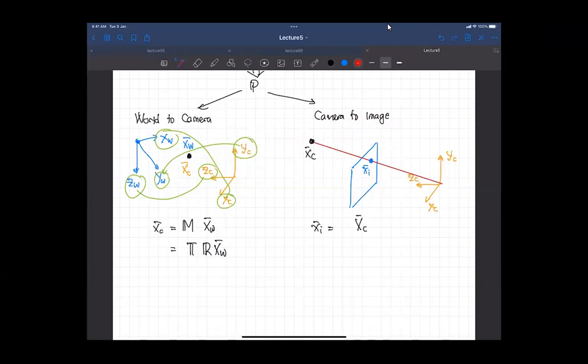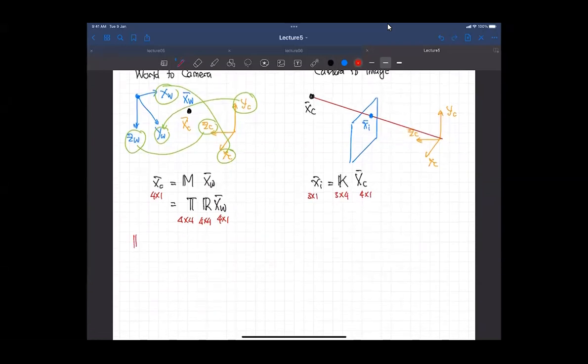And remember that xc is 4 by 1. So by the way, this is 4 by 1, 4 by 1, 4 by 1. This must be 4 by 4. So here, call this transformation k. And xi has a dimensionality of 3 by 1, so k must be 3 by 4. So now the question is, what is k? Right.